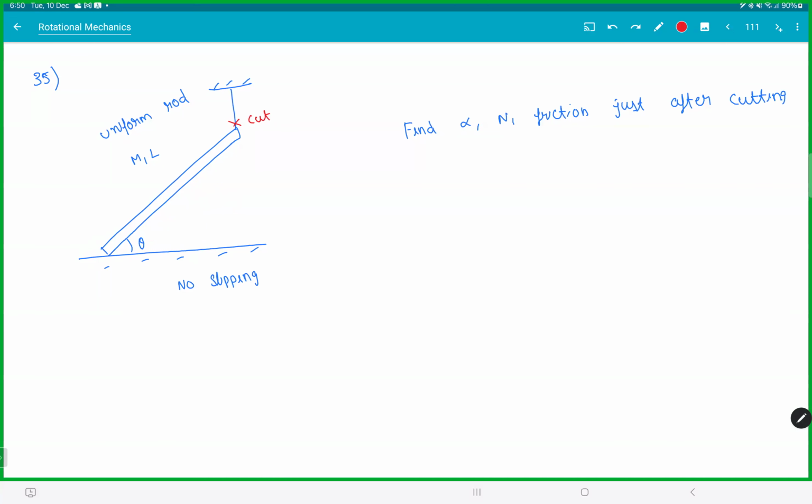Step 1, choose your system, draw the FBD. Step 2, forces, alphas and accelerations, find the relation between them. Step 3, force equation. Step 4, torque equation, solve. The steps are the same. No matter what kind of problem I give you, that is the order you follow.